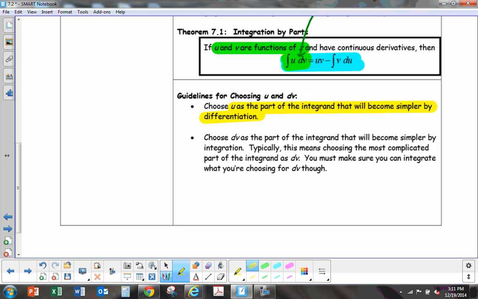Well, it's helpful if you choose u as something that's going to get simpler when you differentiate. And it's helpful if you choose dv as something that's going to get simpler when you integrate, because dv is a differential, and as we work with those, we integrate both sides. Usually, that means your more complicated piece is going to be the dv, and it's going to get better as you integrate. However, you have to make sure that whatever you pick for dv, that you actually do know how to integrate it. It can't be so tricky that you don't know how to find the integral.